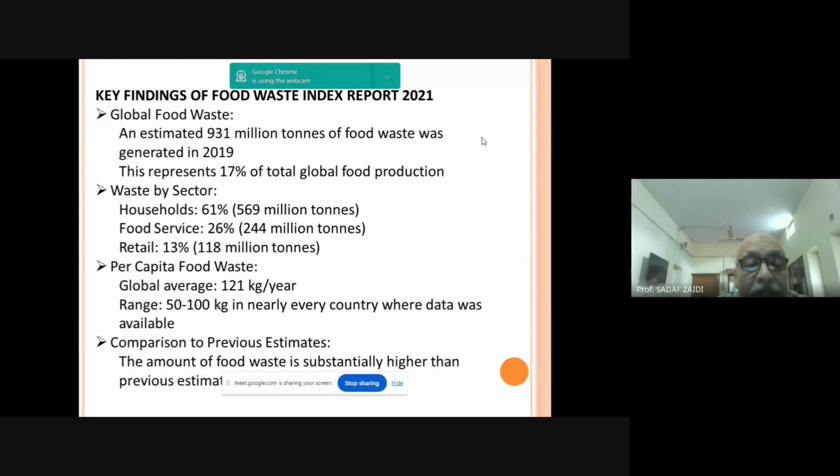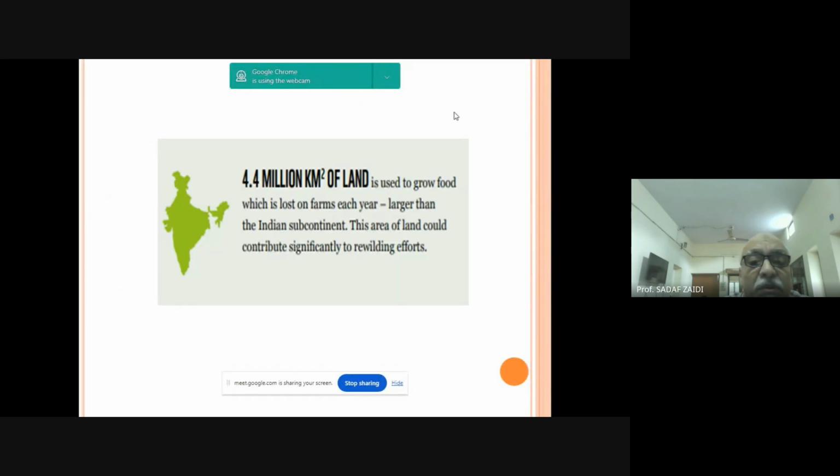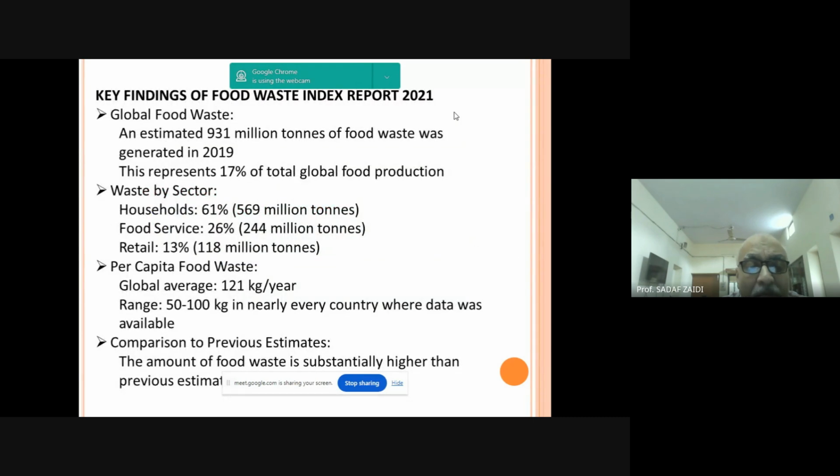If you see the per capita food waste, the global average is 121 kgs per year, and the range generally varies from 50 to 100 kgs in nearly every country where data was available. Then if you compare this to the previous estimates, the amount of food waste is substantially higher than the previous estimates.